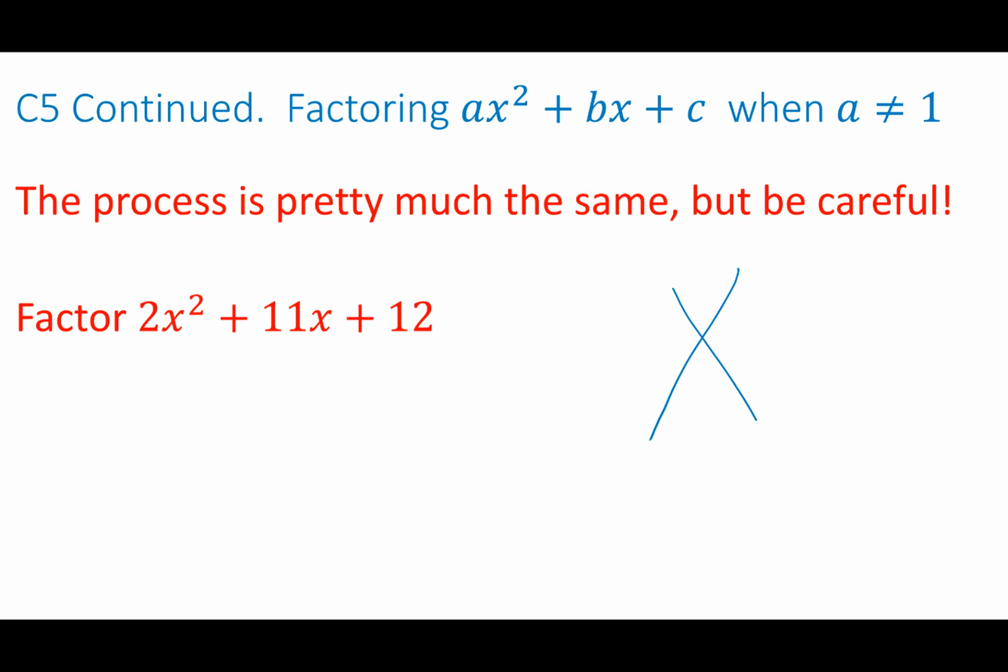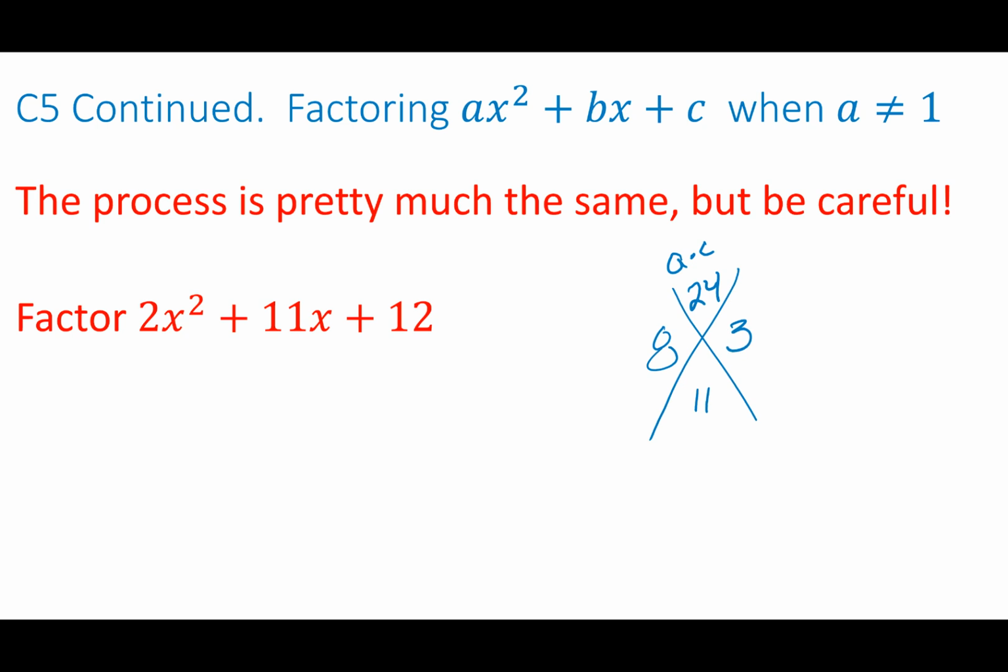So what am I going to put in the top of my cross? Abby? 24. Because remember, this is a times c, and so this becomes 24. So now when a is not 1, we have to look at a and multiply it by c to get 24. Still adds up to be 11. So two numbers that multiply to get 24 that add up to be 11. Landon, what do you say? 8 and 3.